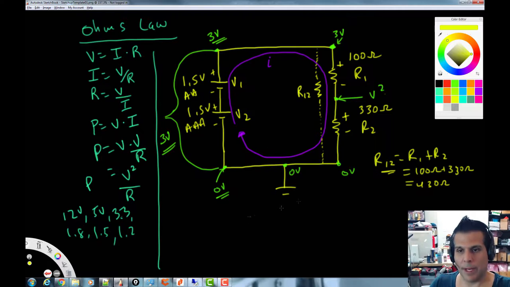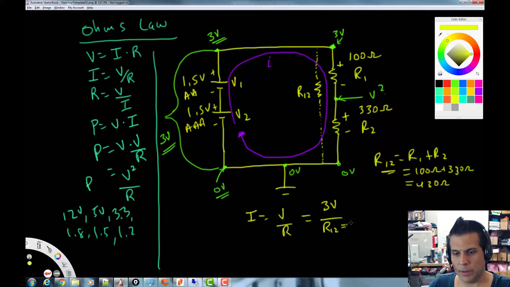So we've got V equals I times R. We want to compute I, so I equals V over R. What is our V in the circuit? It's 3 volts going over this big resistor, right? 3 volts. And what's R? Well, R is the value of R12, which equals 430 ohms.